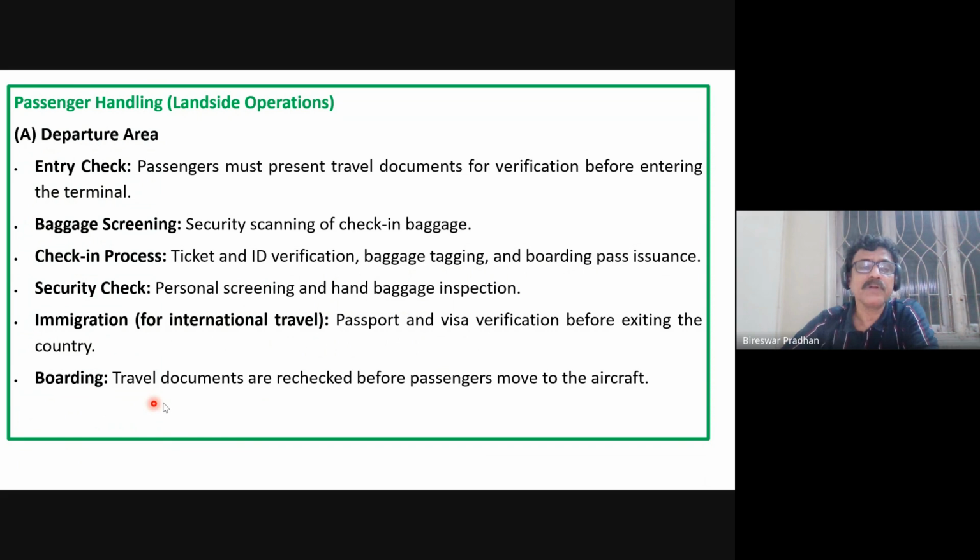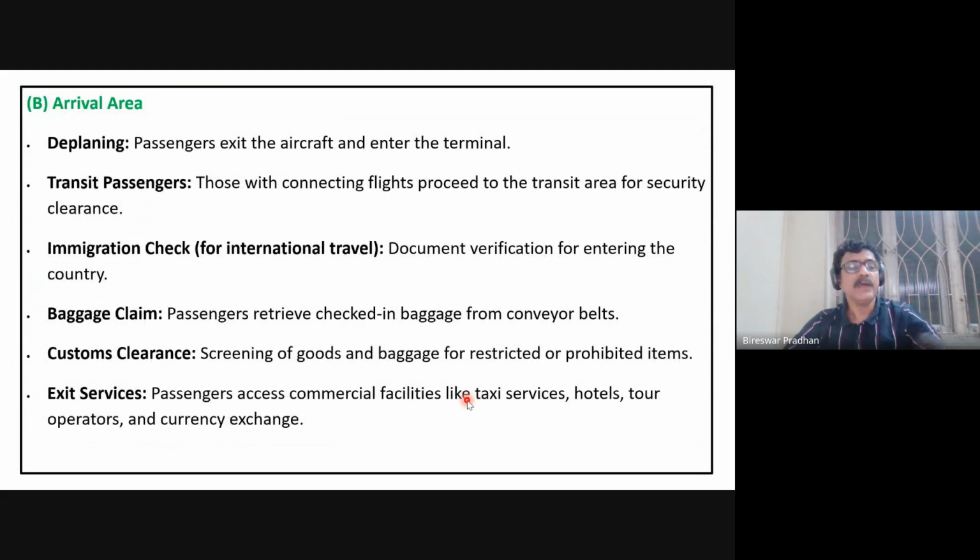And boarding, travel documents are rechecked before passengers move to the aircraft. That is the boarding pass for this. Now, the arrival area.